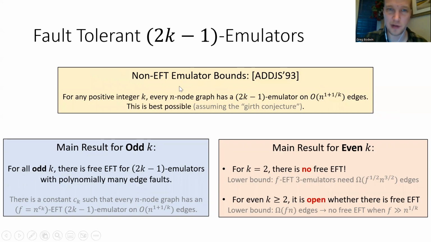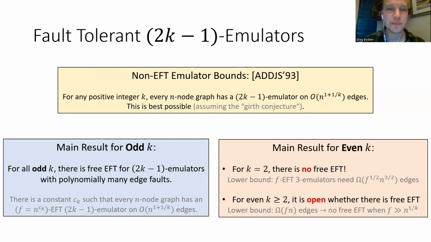Here's the more general non-fault-tolerant theorem that was proved by Althöfer, Das, Dobkin, Joseph, and Soares in 1993. It says for any positive integer k, every n-node graph has a 2k minus 1 error emulator on n to the 1 plus 1 over k edges. And moreover, this is best possible if you're willing to assume this thing called the girth conjecture, which is popular in the area.